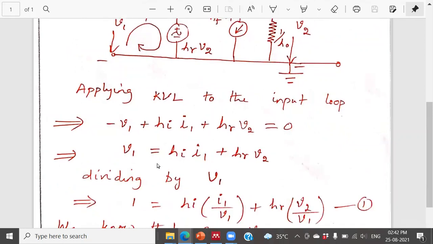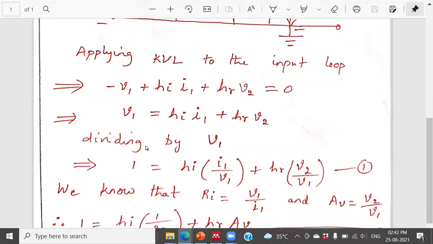Now let us divide this equation on both sides by V1. V1 by V1 becomes 1. Then we take Hi common, so we have I1 by V1. Then we take Hr outside, and we have V2 by V1. So what we are doing here is simply dividing this equation by V1.